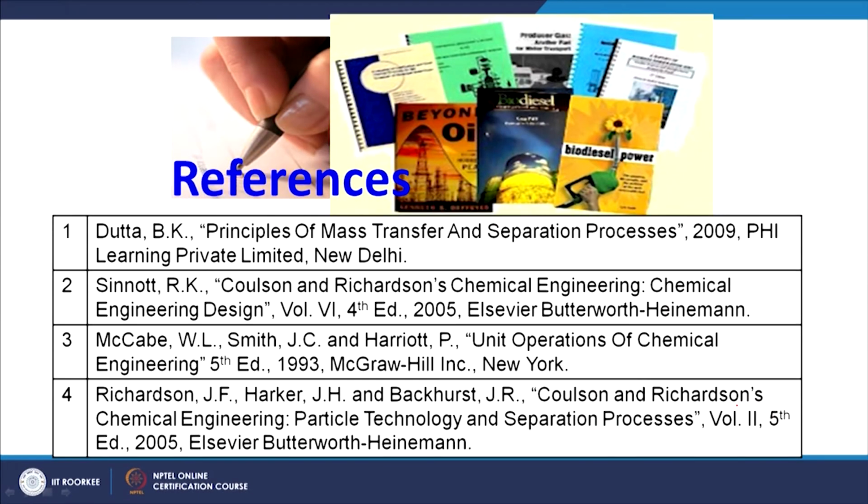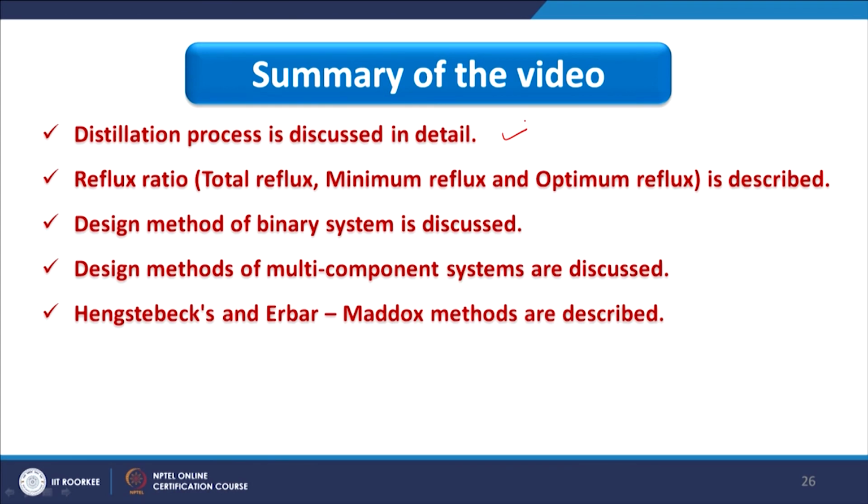And here I have some of the references about this, and this is the summary of the video, and this is the summary of the last 3 lectures of distillation column. Okay. And the summary goes as: distillation process is discussed in detail, reflux ratio, that is total reflux, minimum reflux and optimum reflux is described, design method for binary system is discussed, design method of multi-component system is discussed, and we also have discussed Hengstebeck's as well as Erbar-Maddox method. And that is all for now. Thank you.